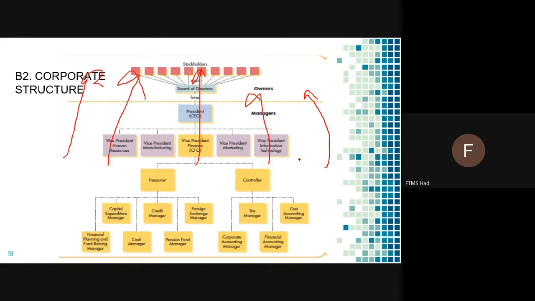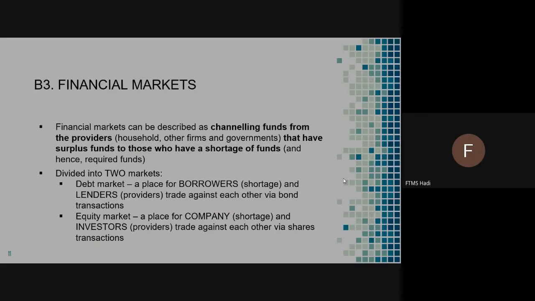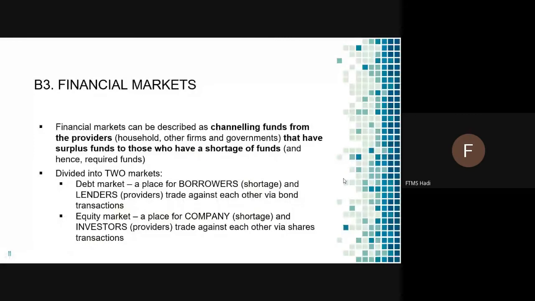That's why I tell you, in the diagram, that you need to maximize the return of the shareholder, maximize the wealth, because there are two separate layers. Okay, financial market: we're talking about where companies have alternatives to get funding or money. Financial market can be described as channeling funds from providers, households, other firms and government that have surplus funds, to those who have a shortage of funds and hence require funds. So there are two parties here: providers, who have money, and another party who does not have money, which is the shortage. The providers, the surplus, will channel money to the shortage group of people.